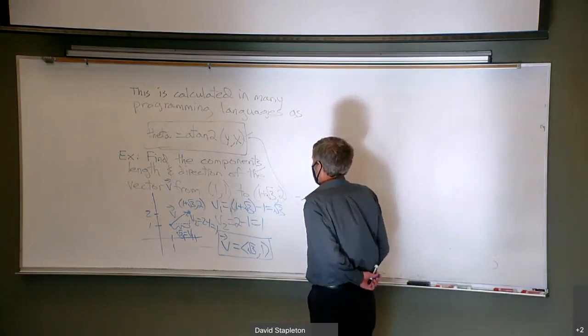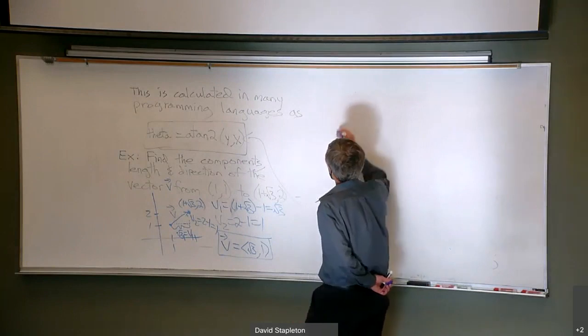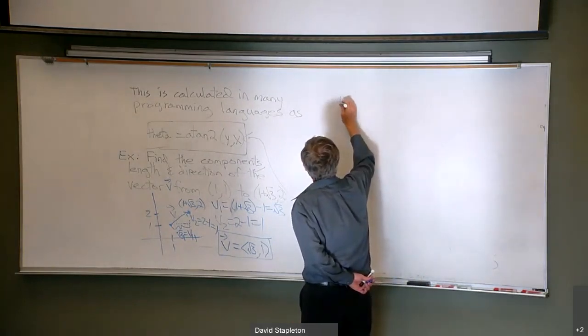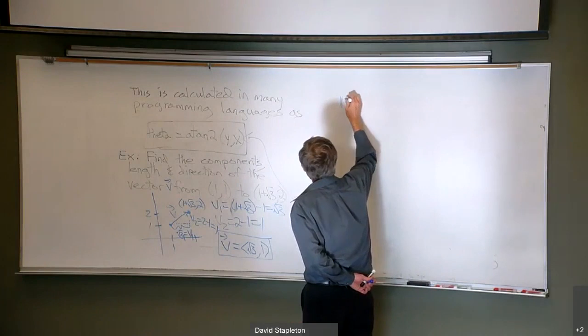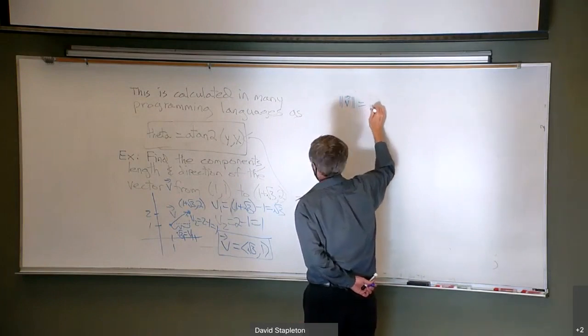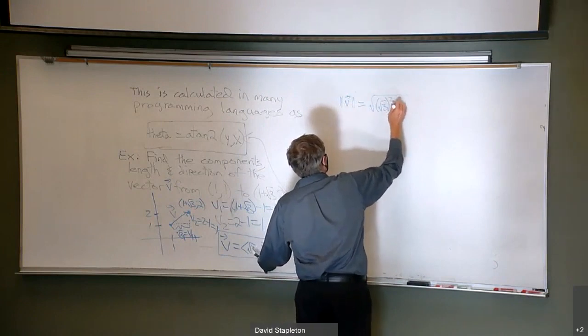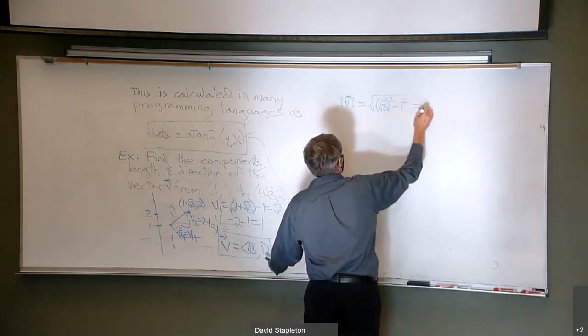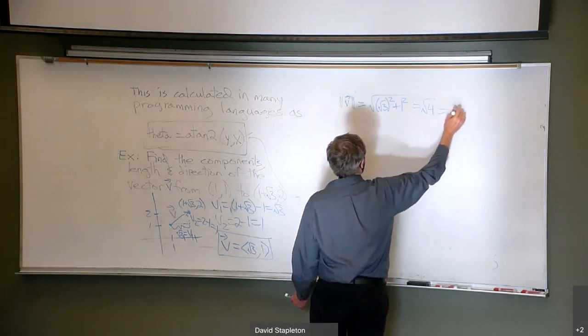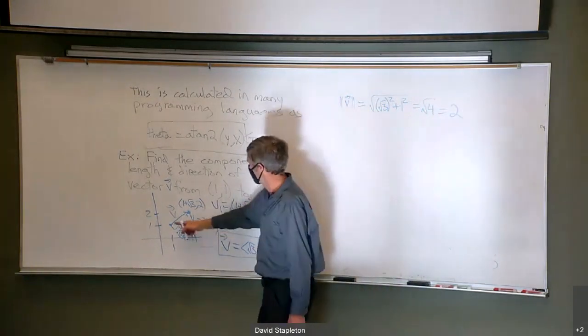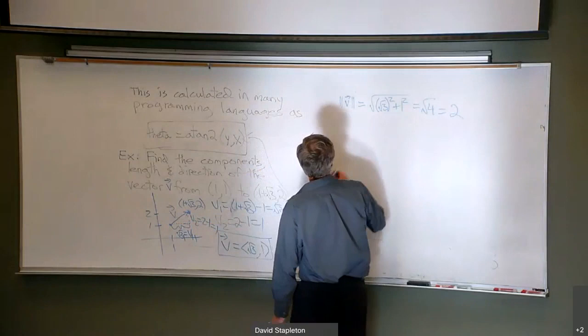All right, now we want to have the length. The length is very easy. The length of V is just the root sum square of its components. So it's the square root of square root 3 squared plus 1 squared. Well, that's square root 4. It's just 2. So this vector is exactly 2 units long from here to here. That was computed by the Pythagorean theorem.